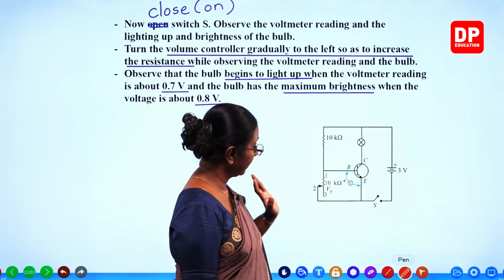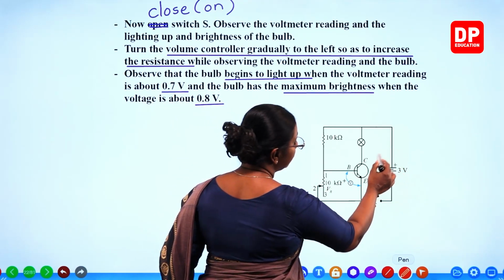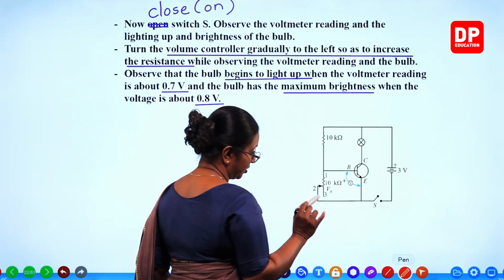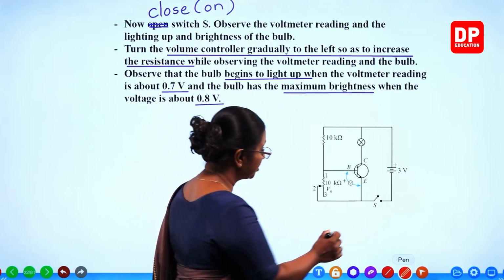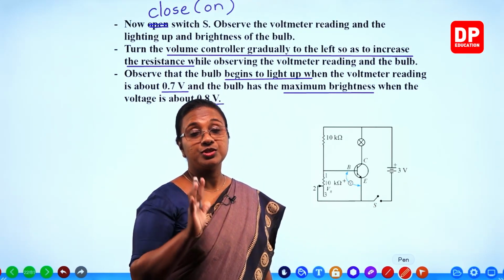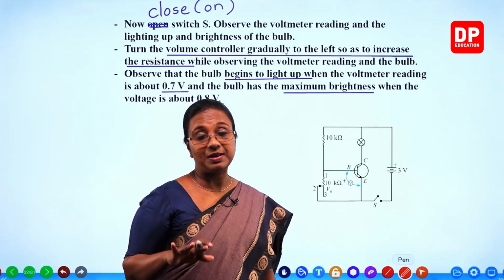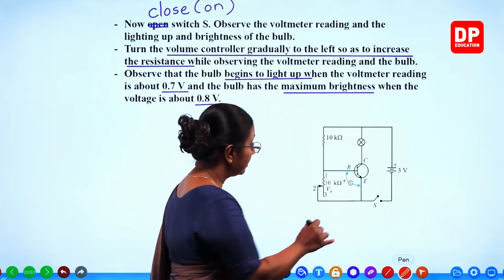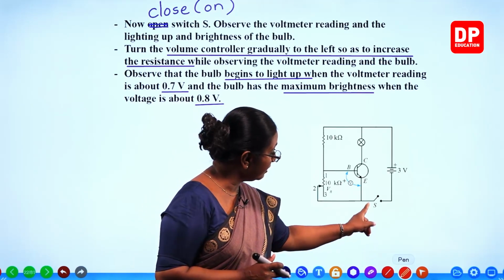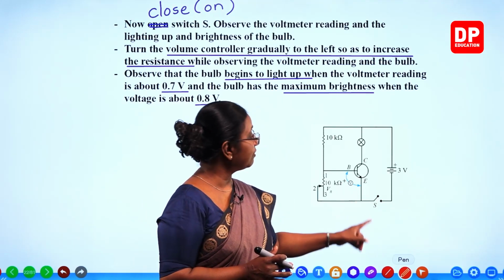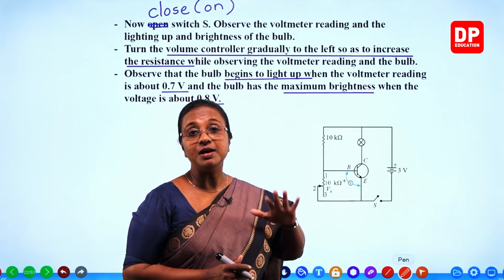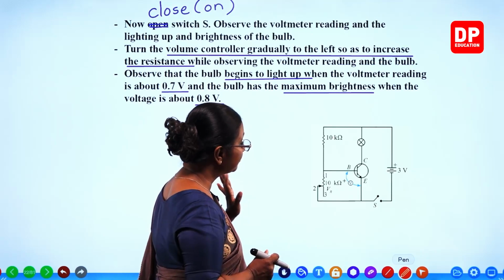Now look at the circuit. We have the 3 volt battery here, the potential difference, and here we have the switch. Now when we close the switch S, then only the circuit will be complete. So that is for our practical application. But the transistor is going to act as the switch. That is why even when S is closed, at one point you don't get the bulb light, but thereafter you get the bulb light. So you have seen that.